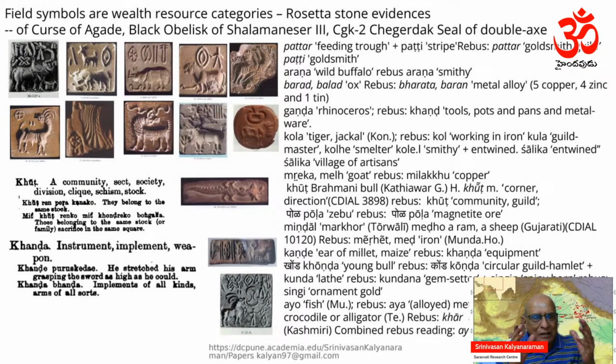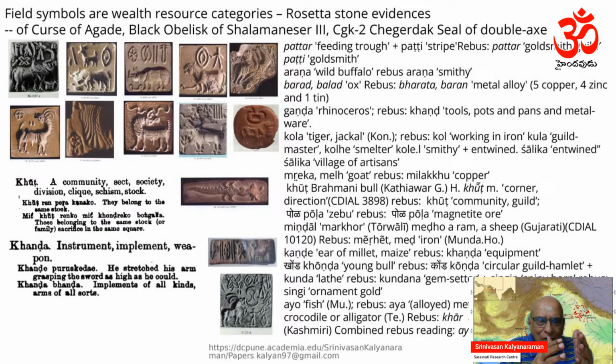Now the wild animals are shown in front of a trough. The field symbols. What is the indication of the trough? What is the word that they were using for the trough? You must identify that. Is it patra, feeding trough, or patti, striped stuff, striped pot? Pattar, Goldsmith Guild, or Patti, Goldsmith.